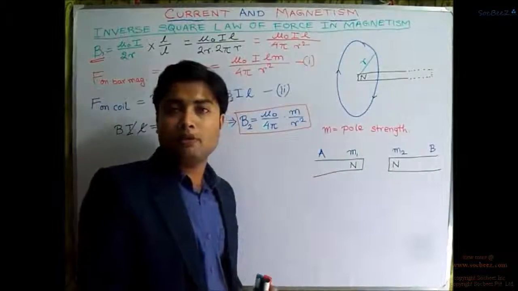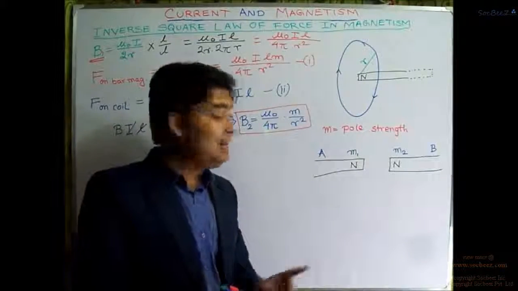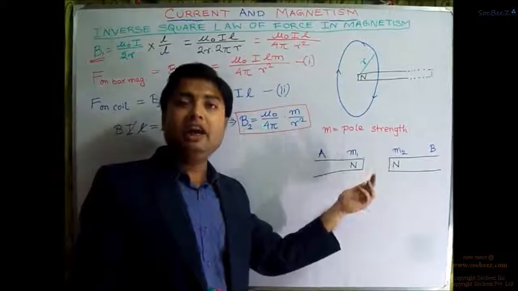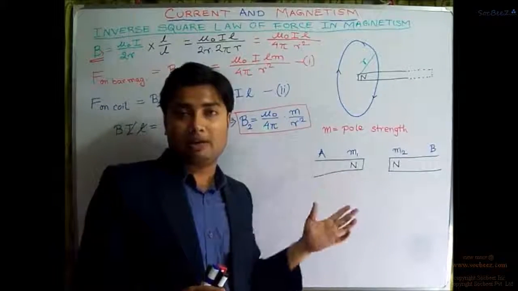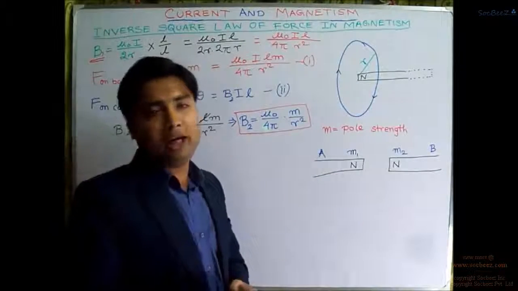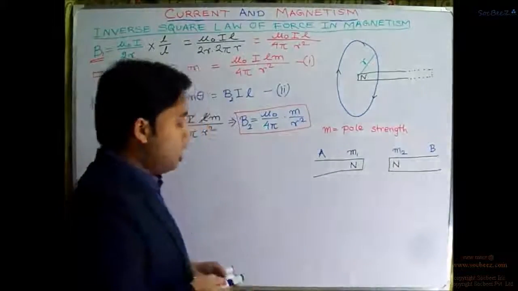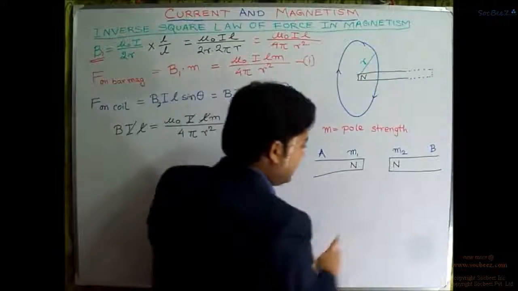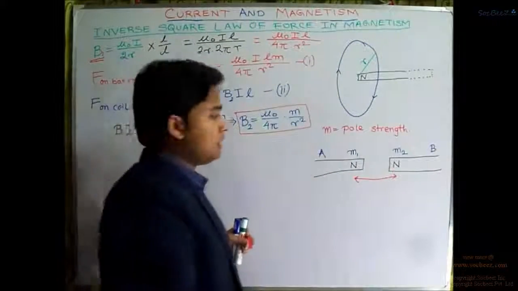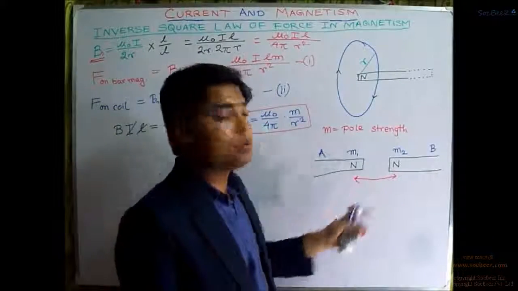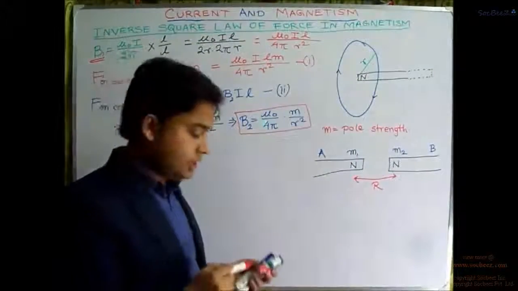The pole strength of the bar magnet B is equal to M2. Now as we know that the poles are not exactly at the end but near to the end, right? But for the course of numericals or deriving the equation, we keep that this north pole is basically at the end and this north pole is also at the end. So we could find out the distance between these two. Say for example the distance of separation between the poles is equal to capital R, right?